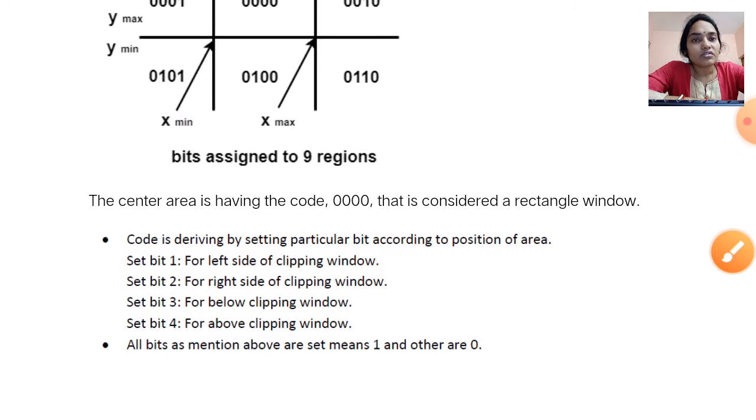Here also, the code is derived by setting a particular bit according to the position of the area. Set bit 1 for the left side of the clipping window, set bit 2 for the right side of the clipping window, set bit 3 for below the clipping window or bottom of the clipping window. Okay, and set bit 4 for above the clipping window or top of the clipping window. All bits as mentioned are set, meaning 1, and the others are 0.